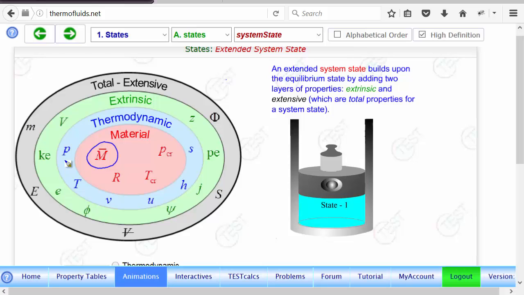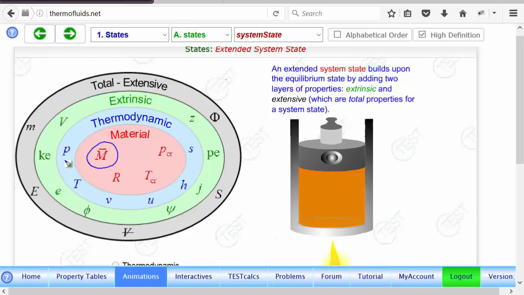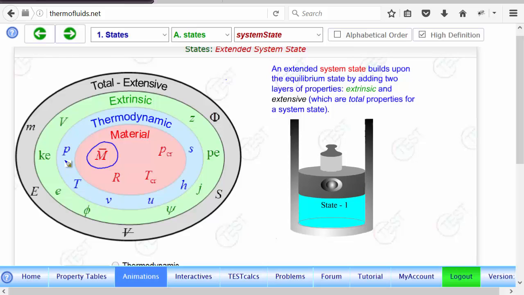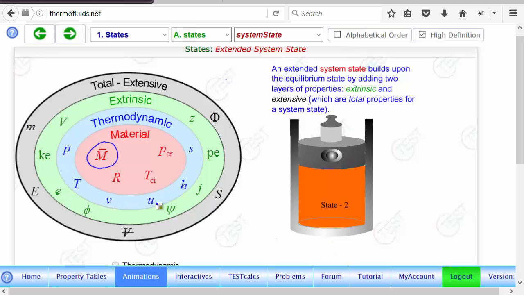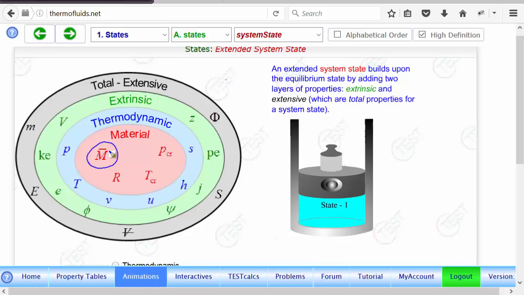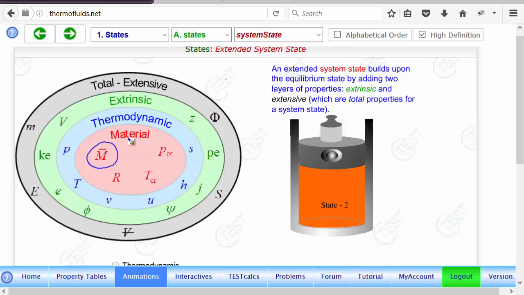So if you put a warm coffee inside a container which is isolated from the rest of the universe, then we have the equilibrium defined by a bunch of properties, P, T, V, U, H, S. They will never change. Of course, the molar mass also will never change. So all intrinsic properties will remain the same forever.